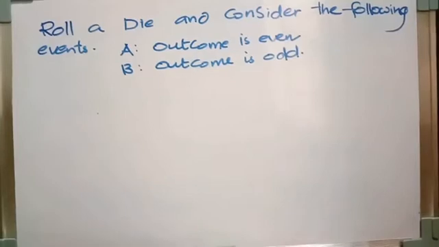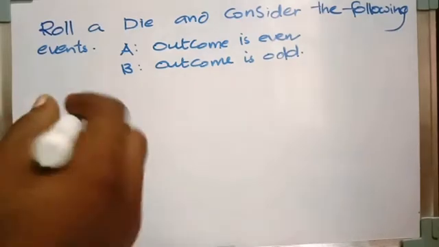Now let's roll a die and consider the following events. Event A is the result is an even number, and event B is the result is an odd number. So here you can find two events which we required. Result A is the outcome is an even number, and B is the outcome is an odd number. Okay, let's see.